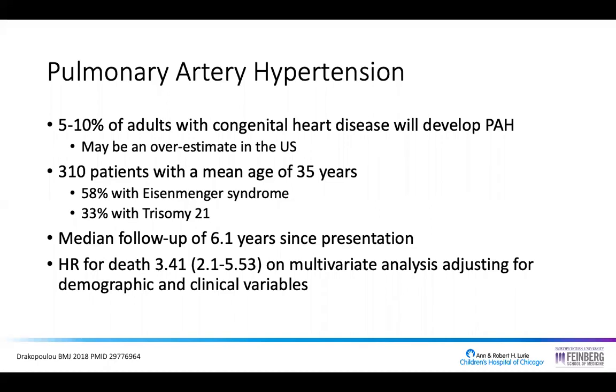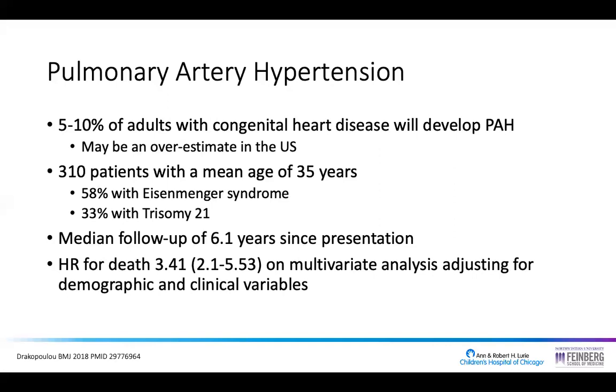Eisenmenger syndrome is a syndrome that results in pulmonary hypertension because of unrestricted blood flow over a very long period of time through a left to right shunt, a big VSD that causes so much blood to shunt from the left side of your heart to the right side of your heart that you end up with elevated pulmonary artery pressures and gradually pulmonary hypertension and elevated pulmonary vascular resistance. So this probably doesn't fit our population in the United States.